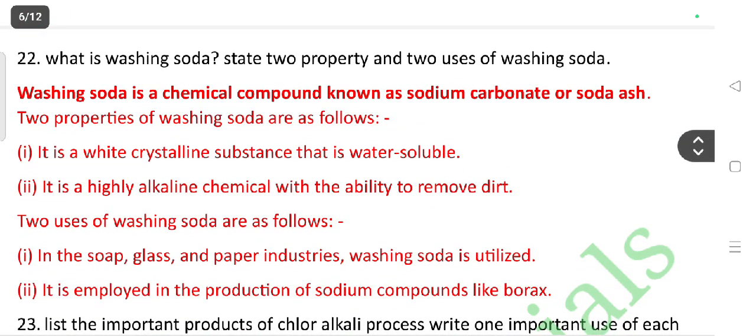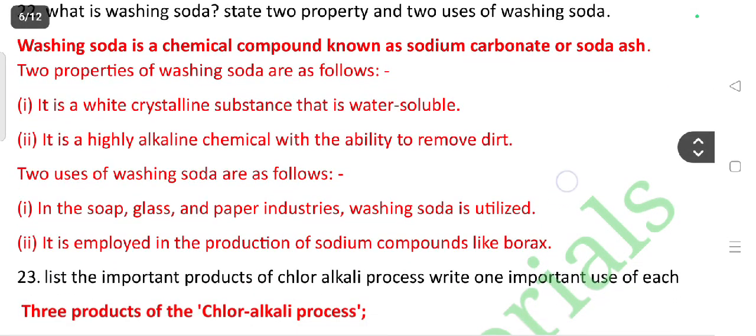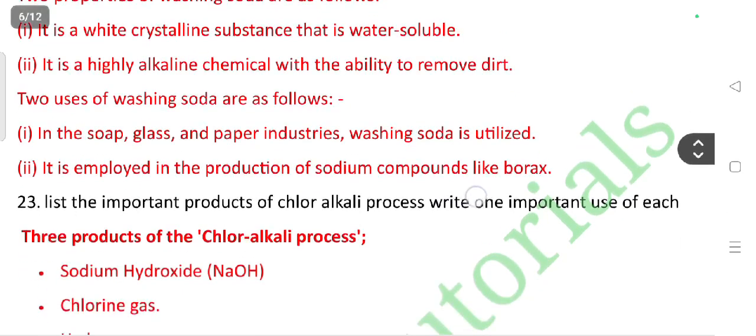What is washing soda? State two properties and two uses of washing soda. So this washing soda is a chemical compound known as sodium carbonate or soda ash. Two properties and two uses of washing soda are this one. If you want, you can take the screenshot for this.